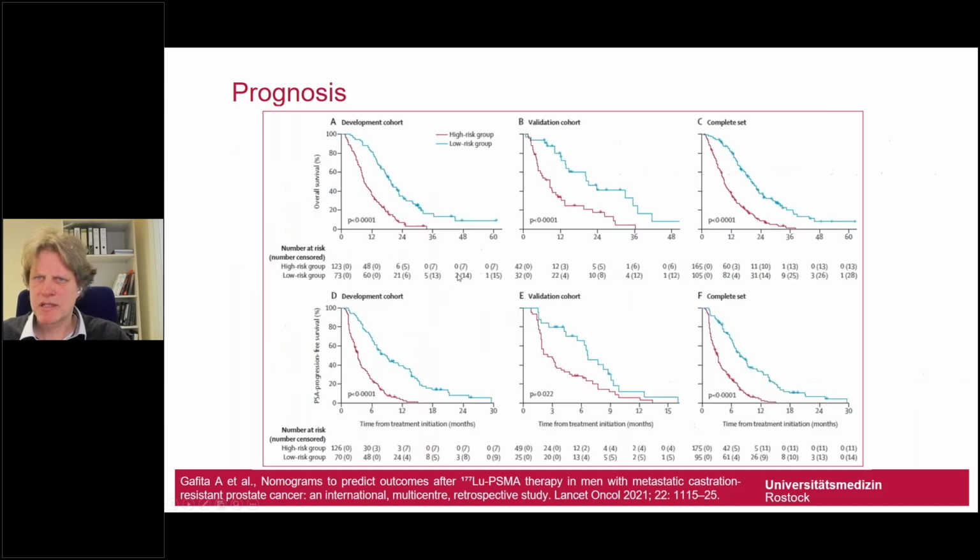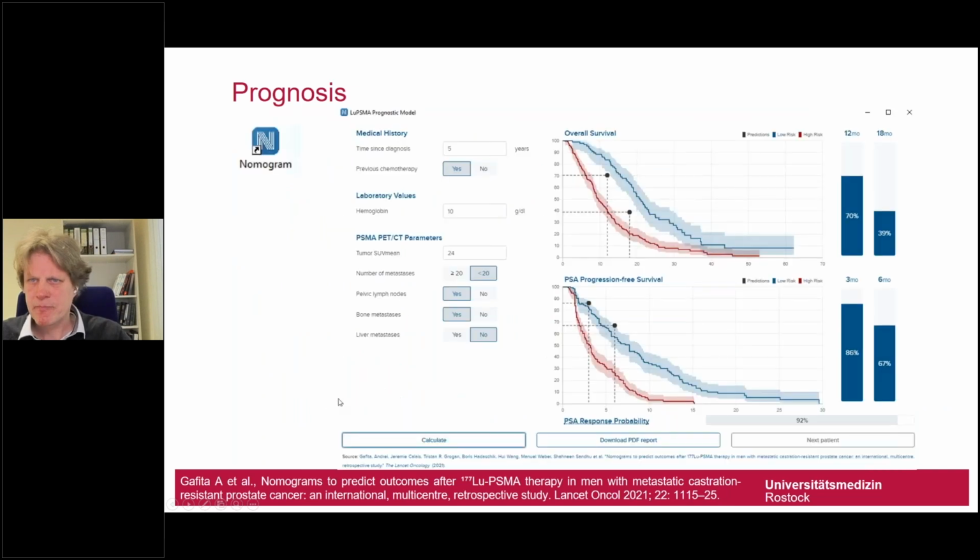And they designed a very nice tool which can be downloaded, and you enter patient relevant parameters, and then you end up with a prognosis of how this patient will probably survive. So this works very well, but also in this case, no dose values are needed to give a somewhat reliable prognosis factor.